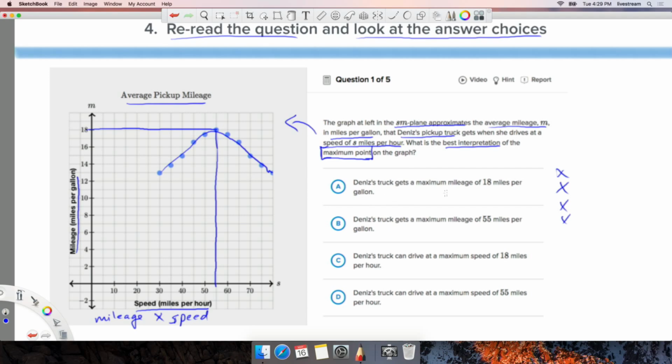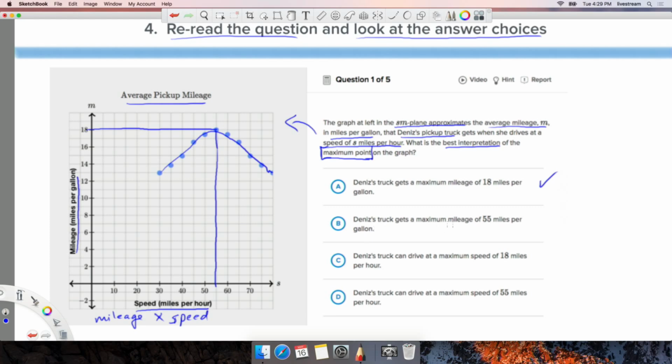So, Denise's truck gets a maximum mileage of 18 miles per gallon. I'll erase these X's since they're no longer relevant. So yes, that matches my interpretation of the graph. Her maximum mileage per gallon is 18, and so that works. But let's take a look at these other answer choices and see what we find.